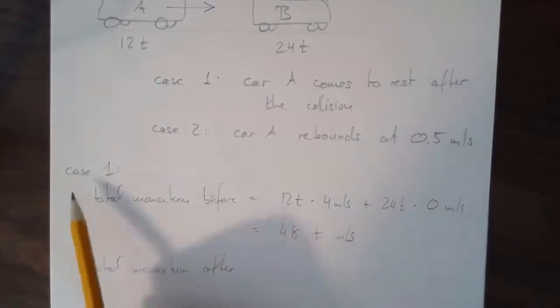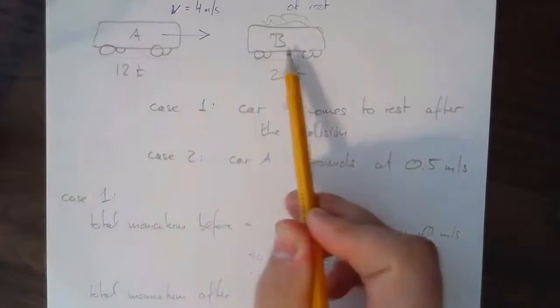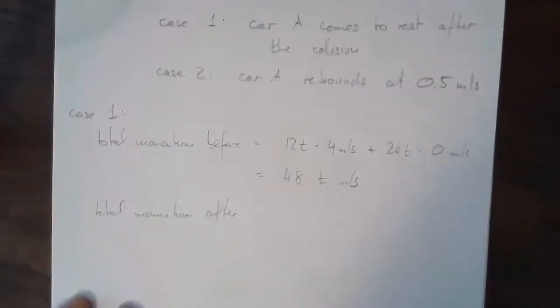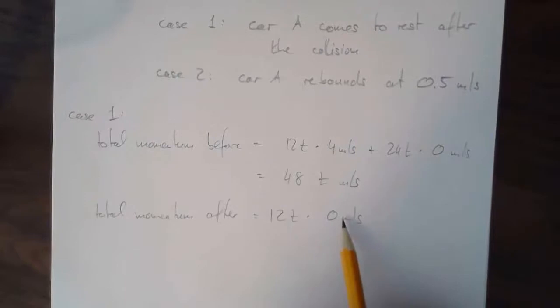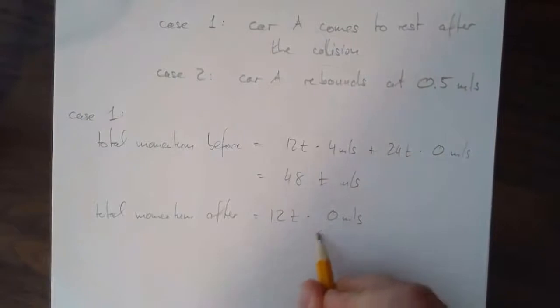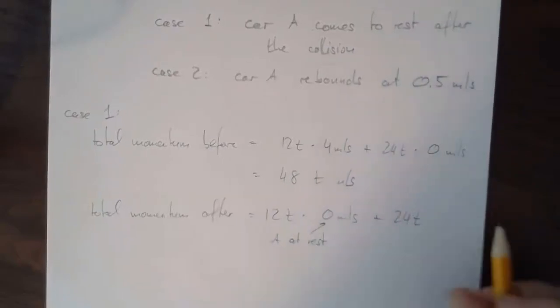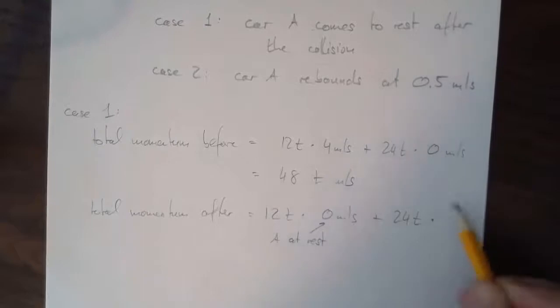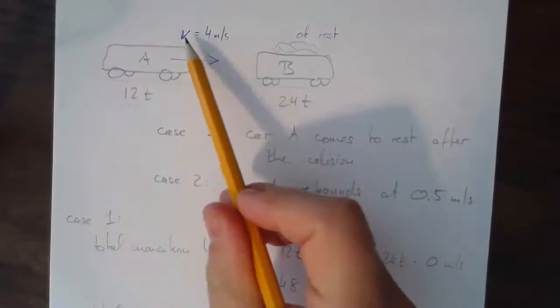So after the collision, this is case 1. Car A bashes into this one, comes to rest, but car B is going to move off. It's going to be 12 tons times 0. That's what we are told, because it's case 1, car A comes to rest after the collision. So A is at rest now. Then I add to that the momentum of the second one. I don't know what its velocity is. Let's give it a name. Let's call it U. I've used V up here, so I'm going to use U.